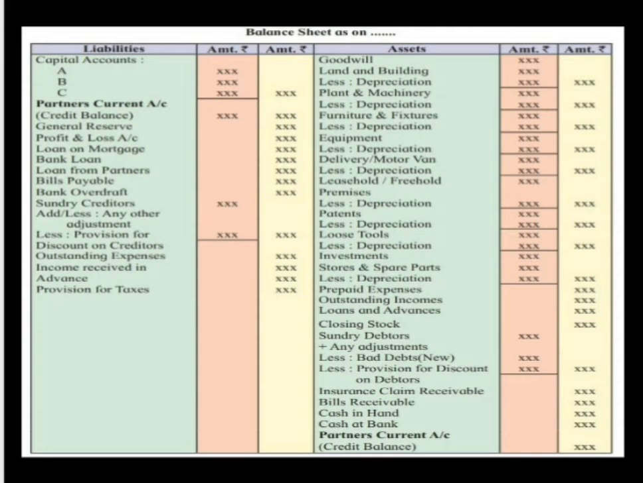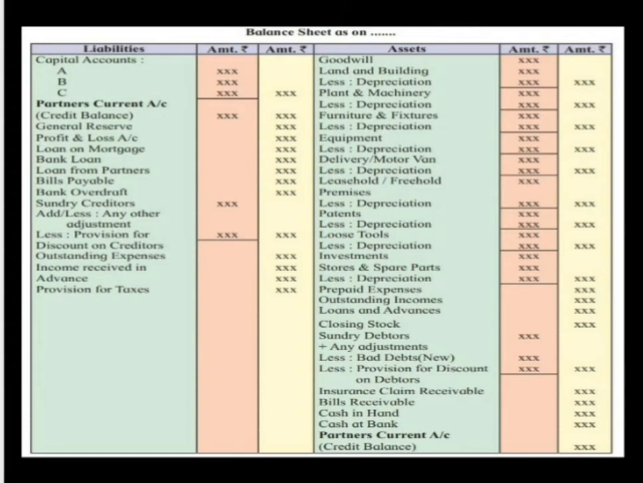Now, as I told you, profit is to be transferred to the capital account. First we have to transfer the capital balances and then again add the profit, net profit. If loss is there, then we have to deduct the loss from the capital balances. Then come to the partner's current account, then reserves and surplus, that is the general reserve, profit and loss account.